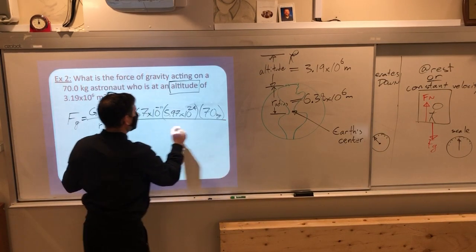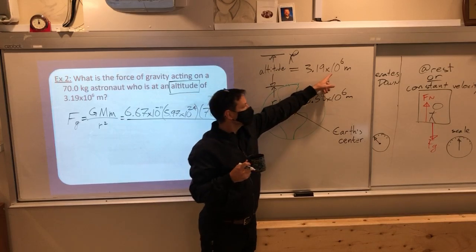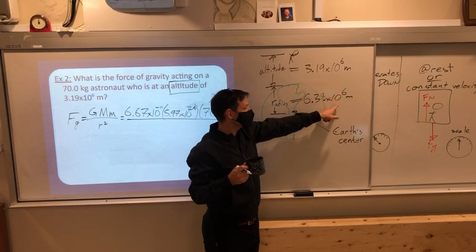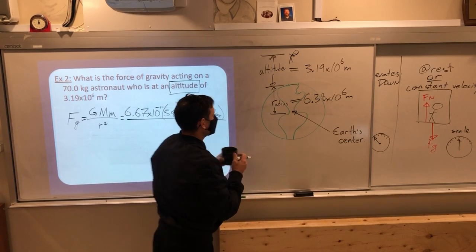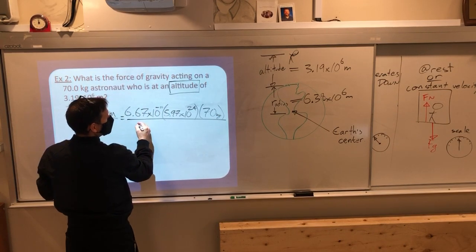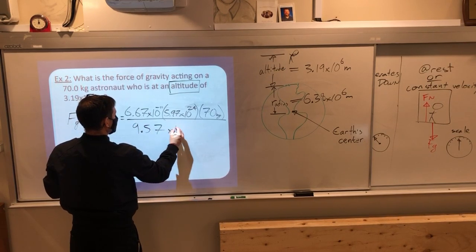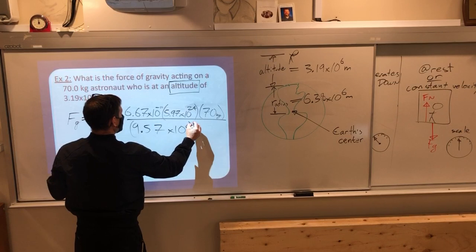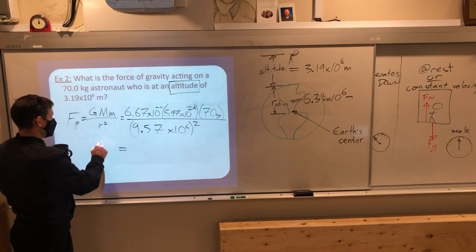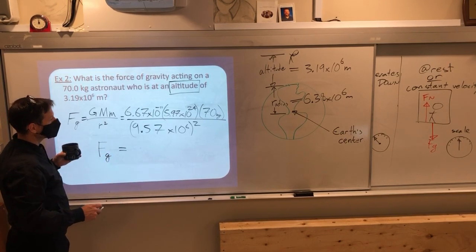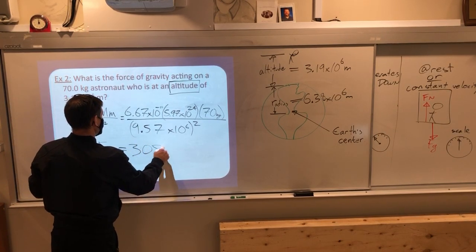So if we go here, what am I going to put for R? I'm going to add these two together. Now, this is 10 to the 6, and this is 10 to the 6, so I can just add these two numbers together. I can say 6 plus 3 is 9, and 9.4, 9.57, right? Yes. But I've got to square that whole thing. And so if I calculate that out, what number do I get? 305 newtons, for the whole thing. That sounds about right.